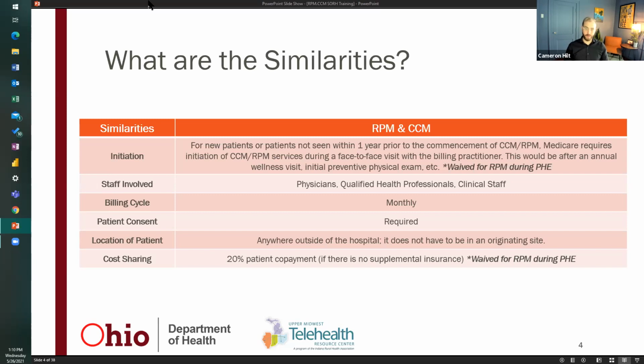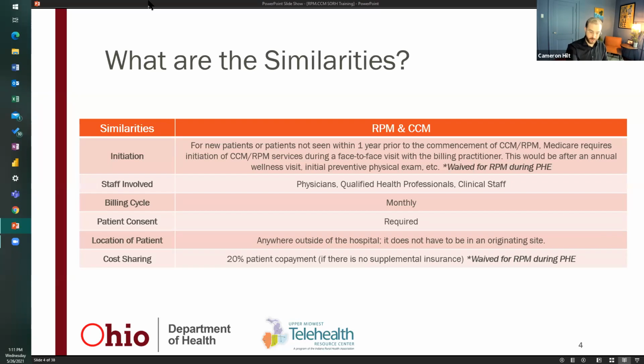This typically was during a wellness visit, preventative exam, etc. However, during the course of the public health emergency, that particular regulation has been waived for remote patient monitoring services only. It's still too early to tell if that ultimately is going to stay after the public health emergency, but for the time being, that is the regulation. Staff involved in both are typically physicians, qualified health professionals, and clinical staff. Both are billed on a monthly basis, and they both require patient consent.